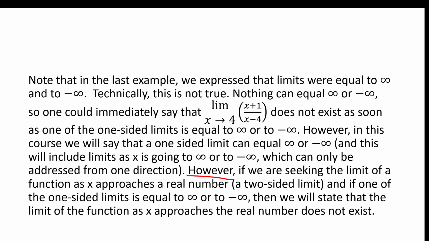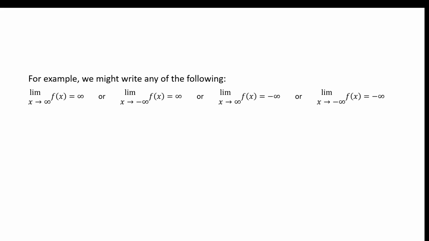Okay? Once you get that one of the one-sided limits, quote unquote, equals infinity or negative infinity, you can say that the limit, if you're using a graphing approach, the limit as x goes to that number without a one-sided qualification, you can say that limit does not exist. So for example, you might write any of the following expressions.